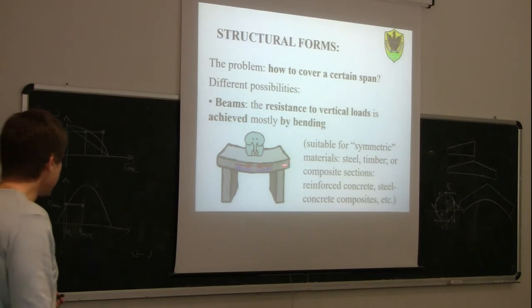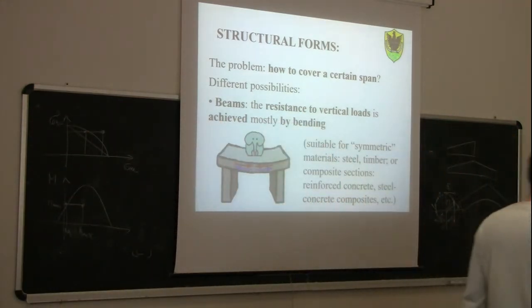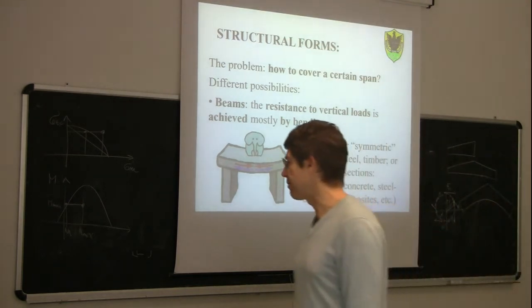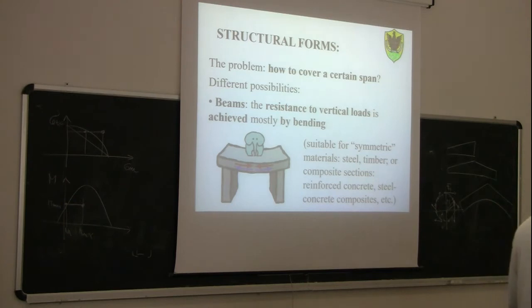The first possibility is using a beam, or a system made of beams. In a beam, you know very well that the resistance to vertical load is mostly achieved by bending, and shear, of course. So a beam is a suitable solution if you use a material that can effectively resist bending and shear. Now, what is a material that can suitably resist bending?